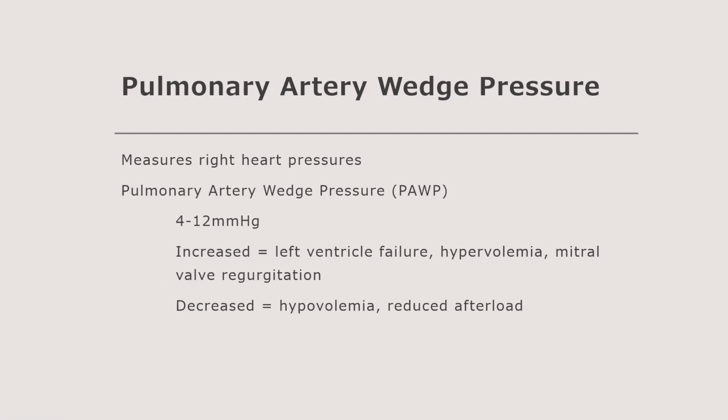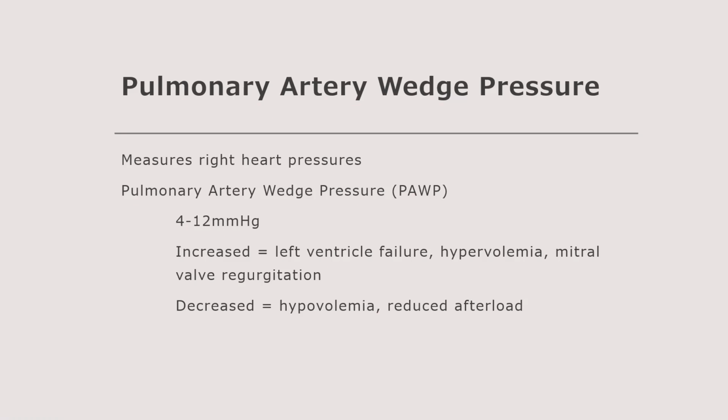The pulmonary wedge pressure measures the pressures of the right heart. We have something called a PAWP, pulmonary artery wedge pressure. It's a balloon catheter that gets inserted into the patient only in an ICU setting. Our normal wedge pressures are between 4 and 12 millimeters of mercury.